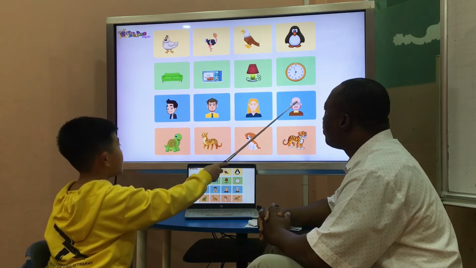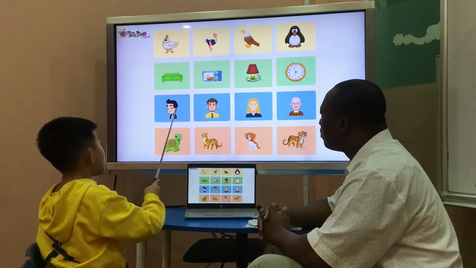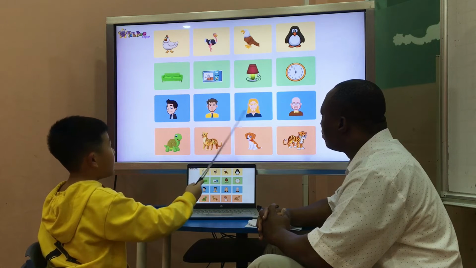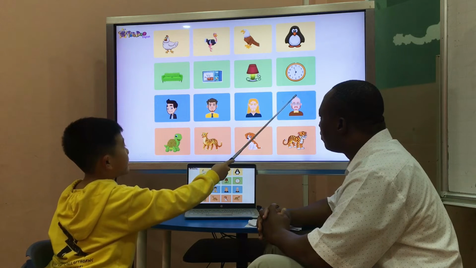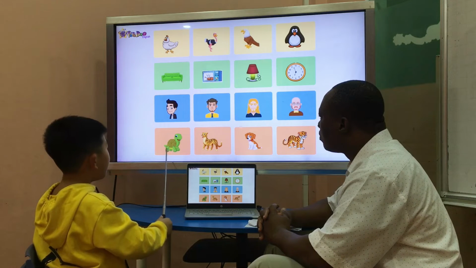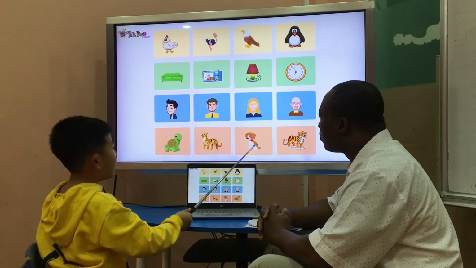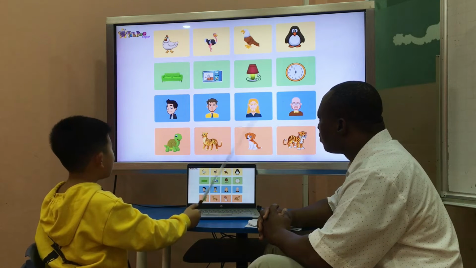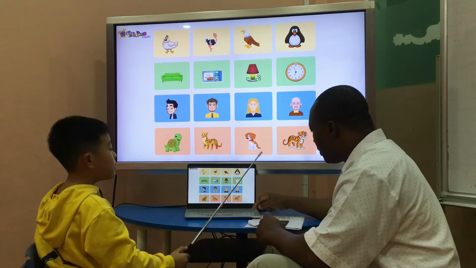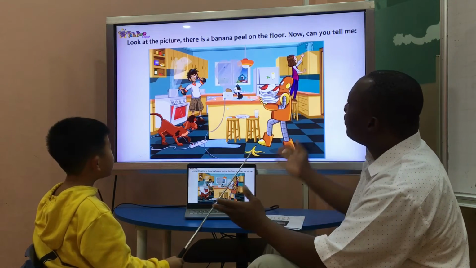And how about this? Picture 4 is different because picture 1, picture 2, and picture 3, they have hair, but picture 4, he hasn't got hair. Picture 1 is different because a cheetah, a dog, and a tiger, they are fast, but the turtle is slow. Slow, very good.